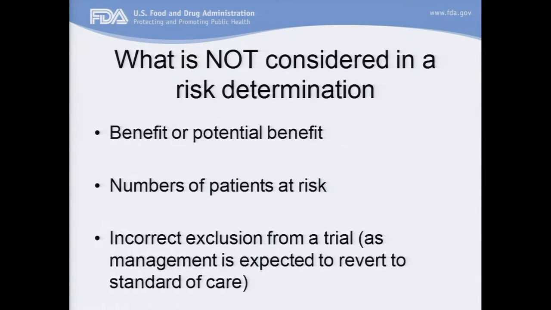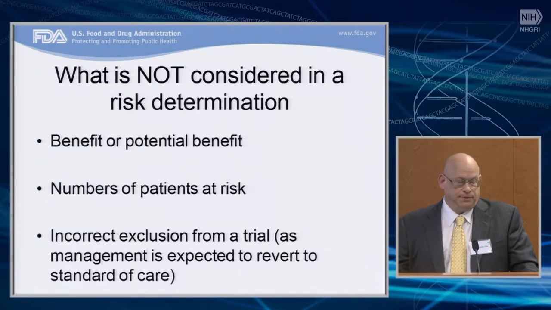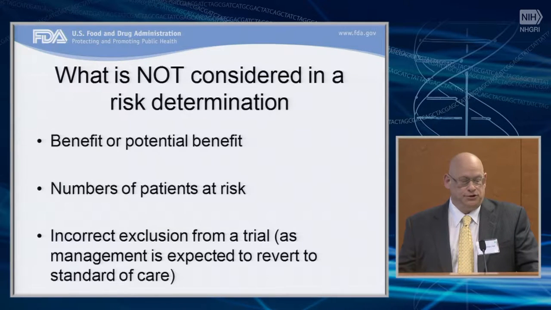Another thing we don't consider is the number of patients at risk. If you have a trial with 3 patients in it, it's not NSR just because you have 3 patients. We undergo the same decision-making process regardless of the number of patients in the trial. Incorrect exclusion from a trial would not be considered a risk because we would expect management of that patient to revert to standard of care.